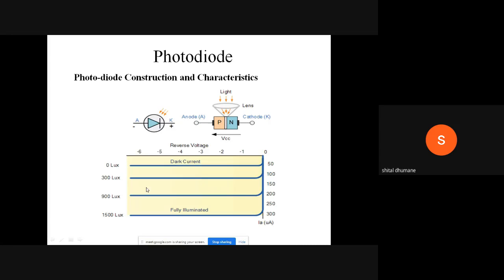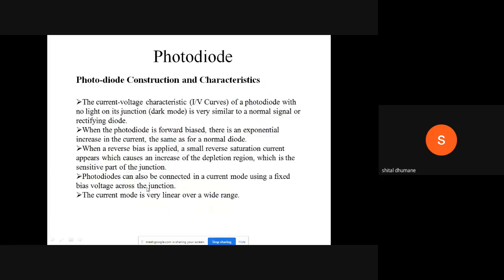So this is the IV characteristics of your photodiode. The characteristics of a photodiode with no light on its junction, that is in dark mode, are very similar to a normal signal or rectifying diode. So when the photodiode is forward biased, there is an exponential increase in current, the same as for your normal diode. You have studied the current voltage characteristics of a simple PN junction diode. In that also there is an exponential increase in current in forward bias.